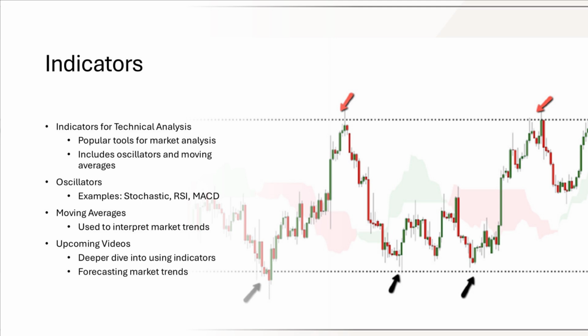Third, the indicators. One of the most popular sets of tools used for technical analysis is indicators. There are oscillators, such as the stochastic, RSI, and MACD, and there are moving averages. These are studies you load onto your chart to help you better interpret the market. It's a great way to analyze the market, so we'll dive deeper into ways we can use various indicators to forecast the markets in our upcoming videos.